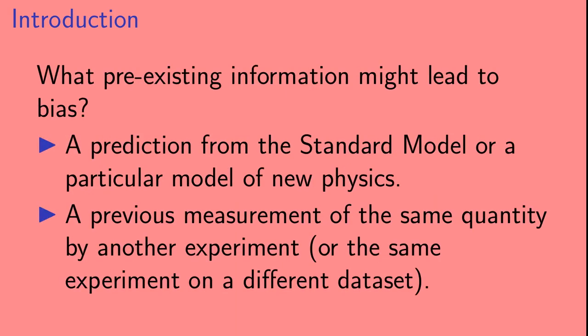Okay, so what pre-existing information might lead to bias? First, you might have a prediction from the standard model or a particular model of new physics. Second, there might be a previous measurement of the same quantity by another experiment or even by the same experiment on a previous data set.